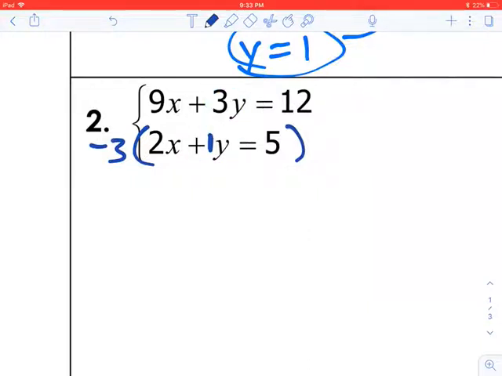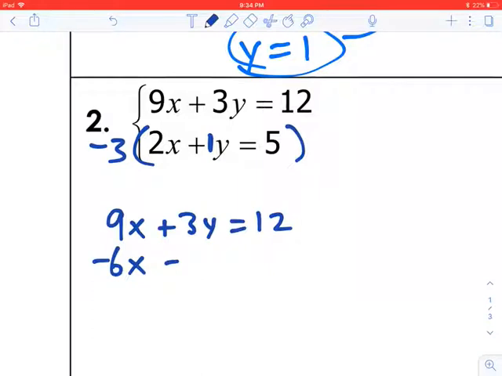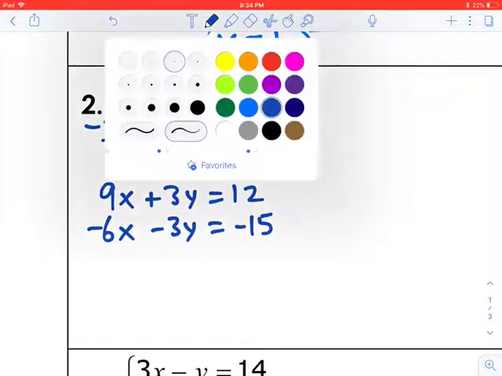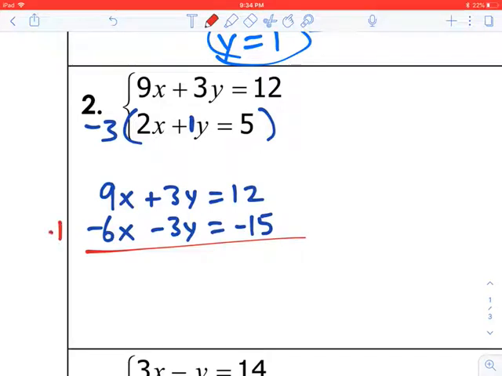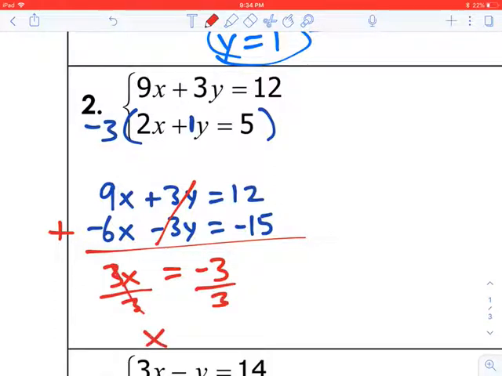Okay? So the top one stays the same. Didn't change that one. But the bottom one now is -3 times 2 is -6x. -3 times 1 is -3y. And -3 times 5 is -15. And then we go ahead and add them together again. So since these are opposites, that's exactly what I wanted, to eliminate one of those. Okay? So 9 plus -6 is 3x equals 12 plus -15 is -3. Then solve for x. Divide by 3, x equals -1.